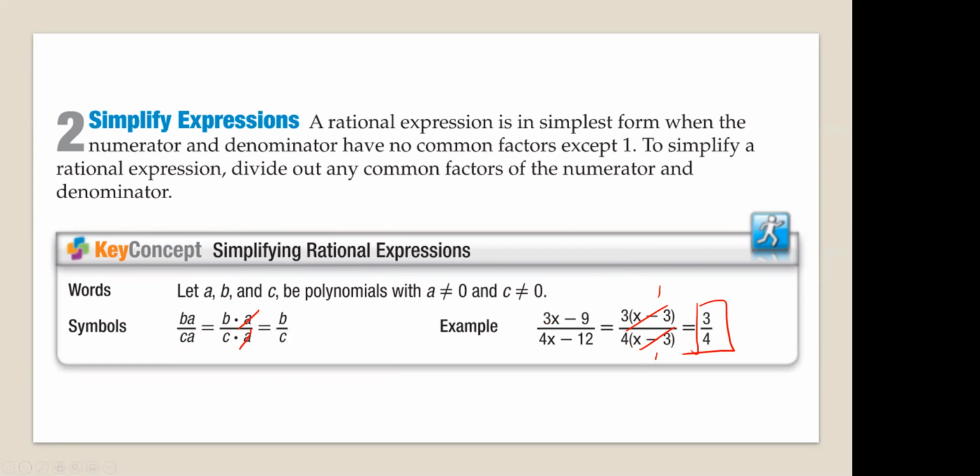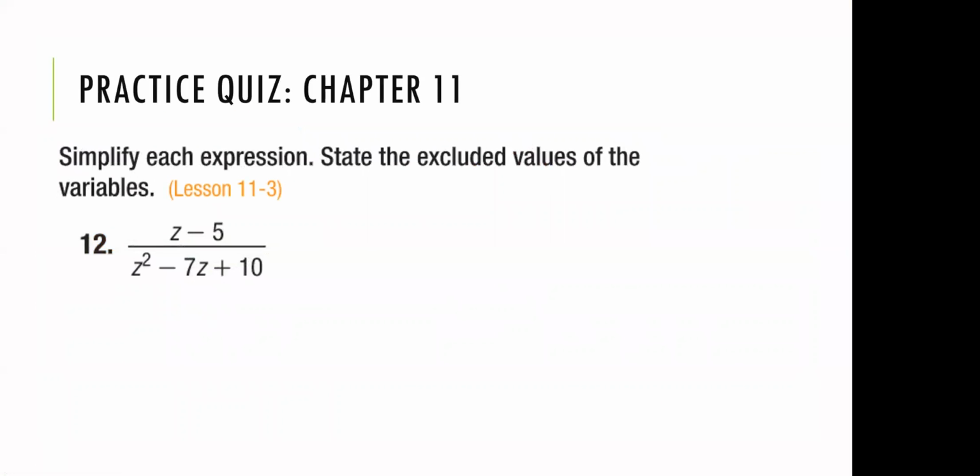Let's look at a couple of these. Here we have z minus 5 over z squared minus 7z plus 10. We need to see all of the factors, so we have to factor this trinomial down here. We need the factors of positive 10 that add up to negative 7. So we're multiplying a negative times a negative, and negative 2 plus negative 5 is negative 7, and negative 2 times negative 5 is positive 10.